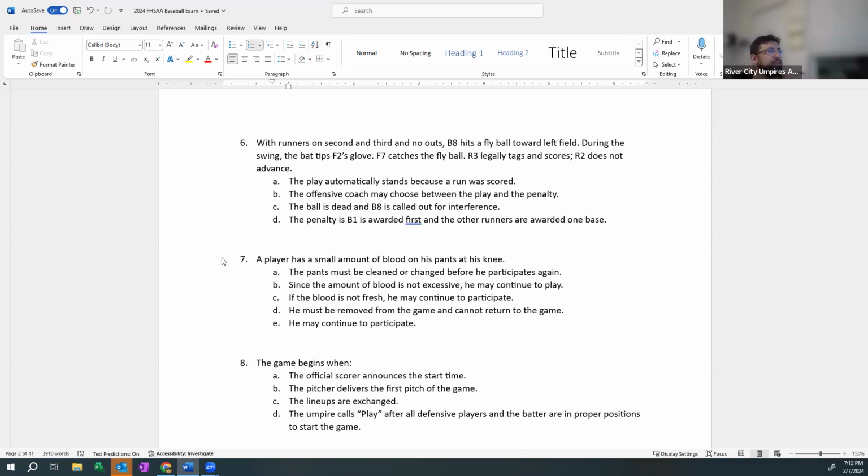R2 does not advance. So here are our options. The play automatically stands because a run was scored. The offensive coach may choose between the play and the penalty. The ball is dead and B8 is called out for interference. I don't know why you would call that. Okay. Penalty is B1 is awarded first and the other runners are awarded one base.